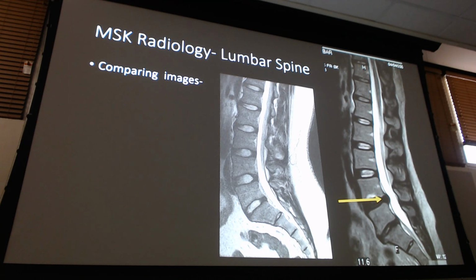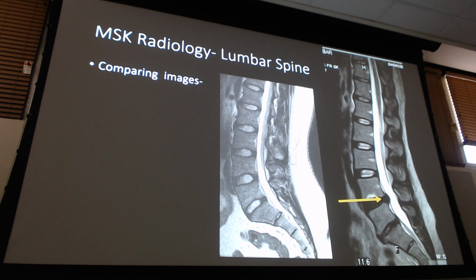Nice part about this, when my spinal cord comes down, I get my cauda equina and my fibers. Do you think this is causing any significant neurological symptoms? It could, but it's unlikely because there's a lot of room there.